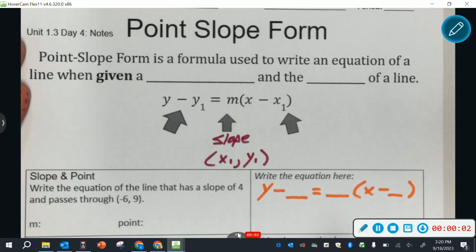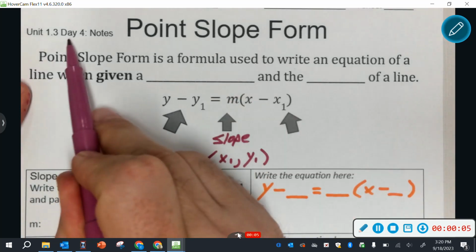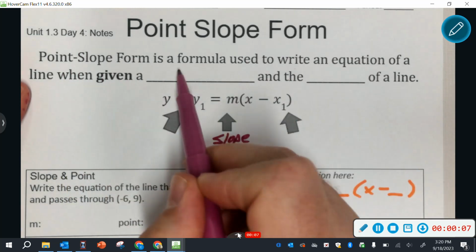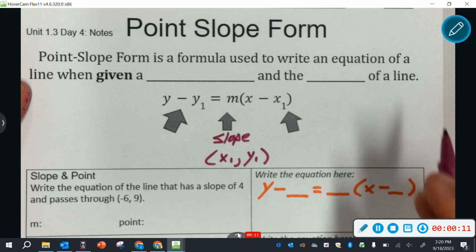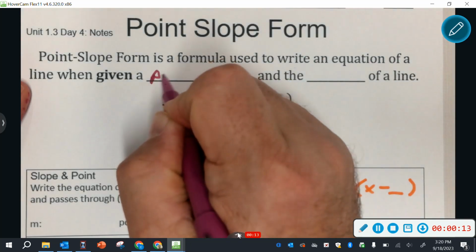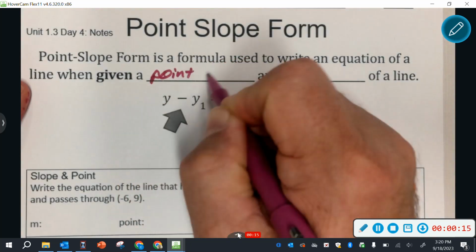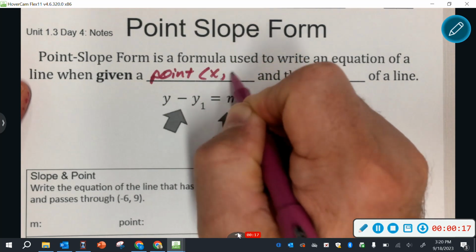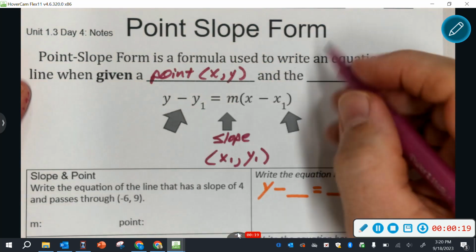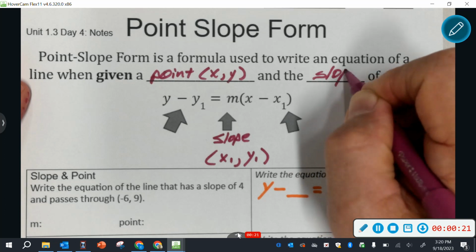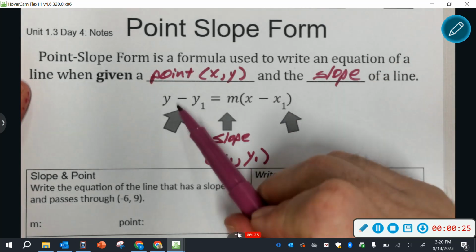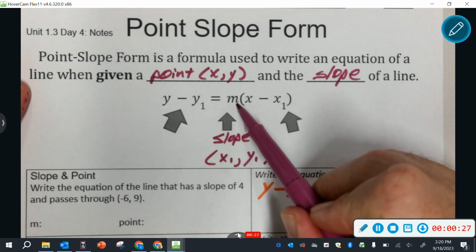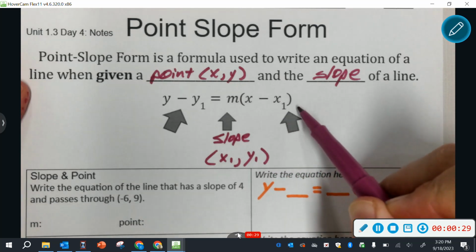Okay, here we go. Alright, point slope form, day 4, notes. Point slope form is a formula used to write an equation of a line when given a point. And remember, points are in the form of x comma y. And the slope of a line. So here we have point slope form. y minus y sub 1 is equal to m times (x minus x sub 1).